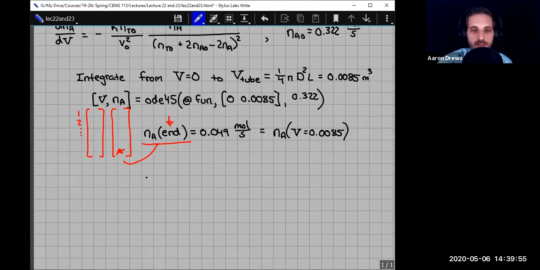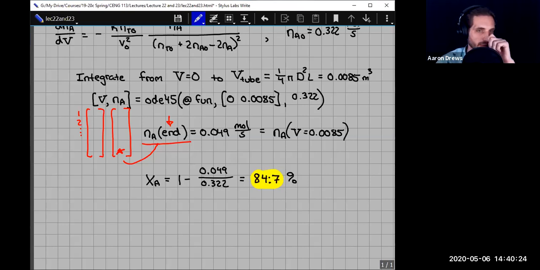And then if I want to calculate the corresponding conversion, which is the one that is coming out of our reactor, that's the classic in minus out over in, which is 1 minus 0.049, divided by 0.322, which ain't half bad. This is 84.7%. Make a note of that number because we're going to compare numbers in a little bit, but that's what our conversion of A is, which isn't bad. About 85% conversion is pretty good.